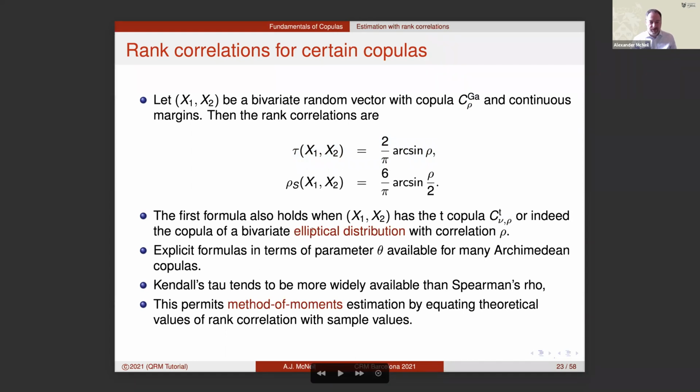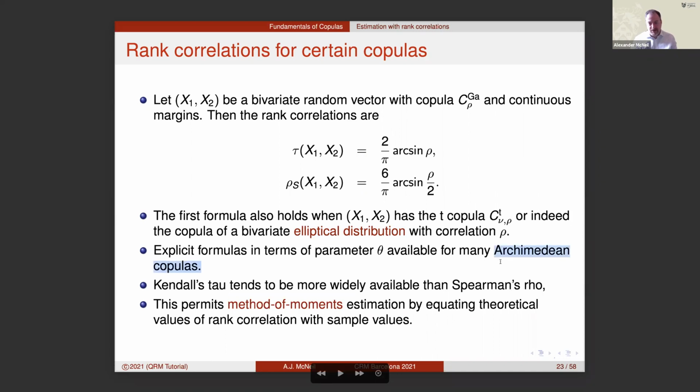And you may have heard of the class of elliptical distributions. Gaussian and Student are elliptical distributions. So they are distributions which have elliptical contours. If you look at where the distribution is equally dense, the locus of those points is an ellipse. The contours of the density are ellipses. That's true of the Gaussian distribution, the multivariate Student T, but there are many others. And this first formula is true for all of them. There are explicit formulas in terms of theta for many Archimedean copulas.